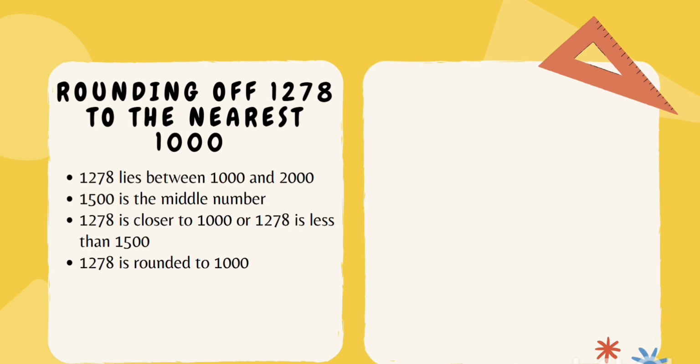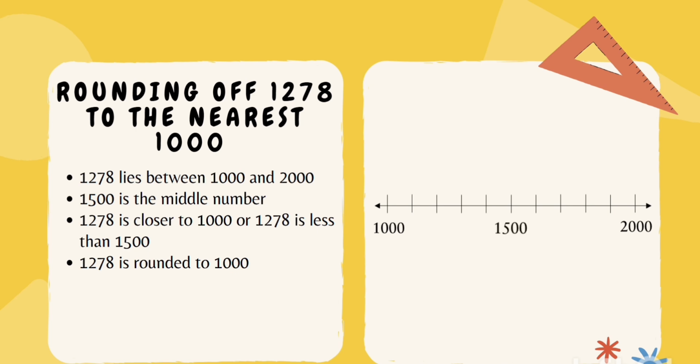Next, rounding off 1278 to the nearest 1000. We will check where 1278 lies on the number line of 1000 numbers. Here 1278 lies between 1000 and 2000. Step 2. We will find out the middle number. 1500 is the middle number.